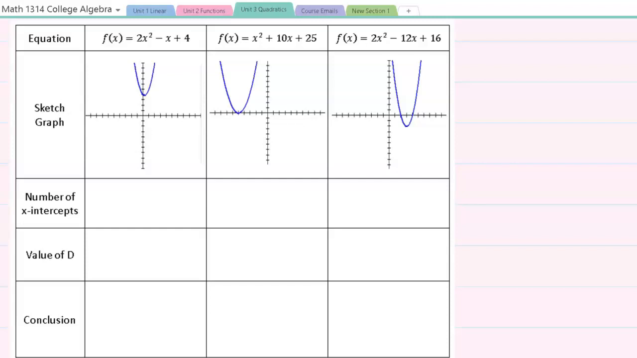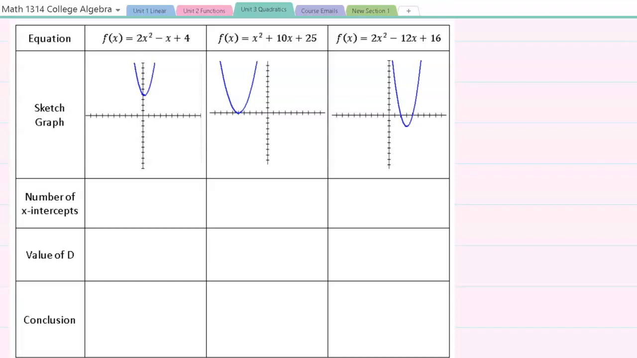I give this exercise to my students in my face-to-face class. I ask them to sketch the graph of the equations. Here I have added the graphs for you to see. Then I ask them to complete the table using the value of big D and the number of x-intercepts found in the graph to make a conclusion that I will explain shortly.